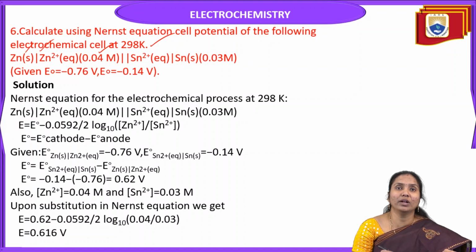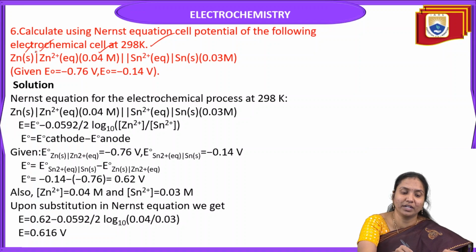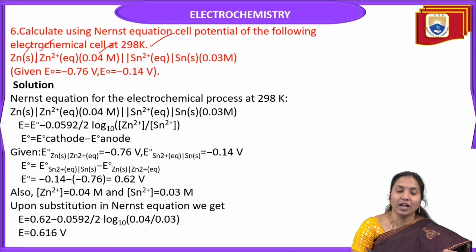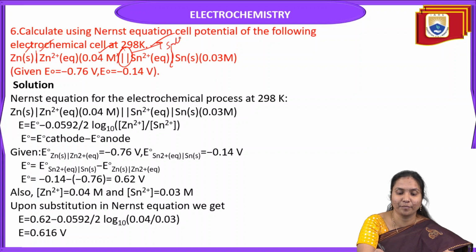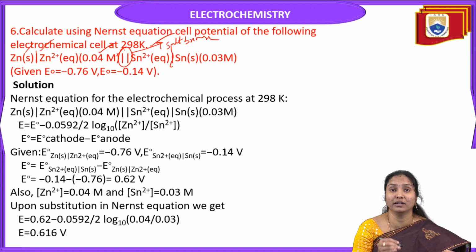So here the electrode and electrolytic solution are separated by a vertical line. And here also the electrode and electrolytic solution are separated by a vertical line. So these two electrodes are separated by two vertical lines. These indicate the salt bridge. This is the representation of a galvanic cell. Already we discussed this clearly in the previous class.